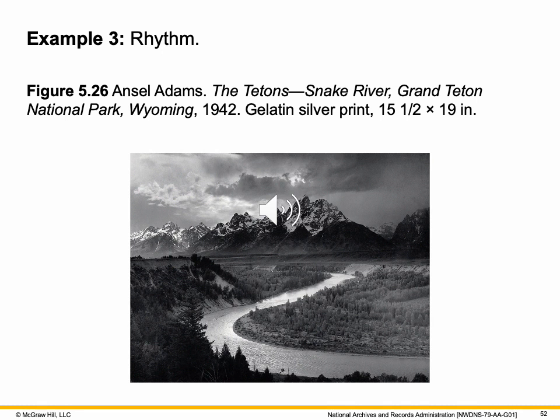The mountains in the background, on the other hand, have a jagged type of rhythm, like a piece of frenetic music. The quick and irregular alteration of the basic repeating unit of the peaks and valleys contrasts with the smoothness of the river, adding variety to the photograph.